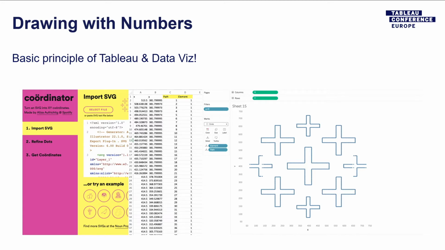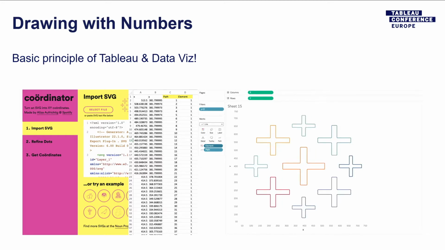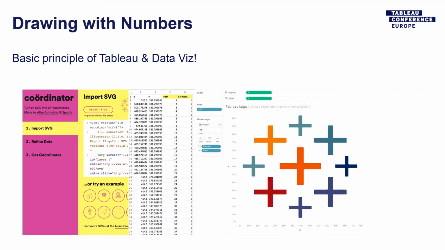So I have now X on columns, Y on rows. I have my elements on details. And when I now change to the line mark and have my path on path, then you can create little pictures. We all know this logo, more familiar maybe as a filled object using the polygon mark. Yeah, this is drawing with numbers. We have coordinates, we connect the points, we format it, and we are ready to go.